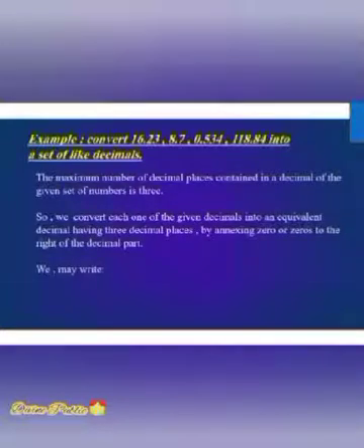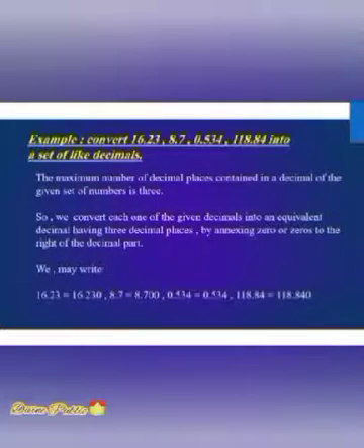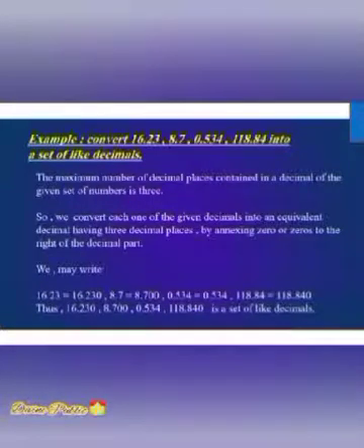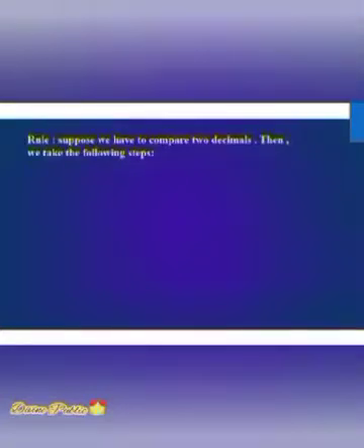So, we may write 16.23 equal to 16.230, 8.7 equal to 8.700, 0.534 equal to 0.534 and 118.84 equal to 118.840. Thus, 16.230, 8.700, 0.534 and 118.840 is a set of like decimals. Now let us see the rule.